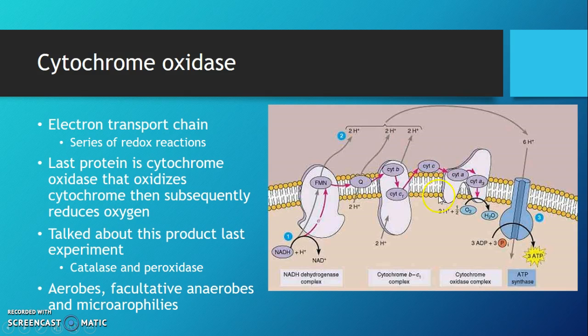Testing for this protein is important, and the organisms that have it include aerobes, facultative anaerobes, and microaerophiles. And if you don't know that, you need to brush up on your terminology there.